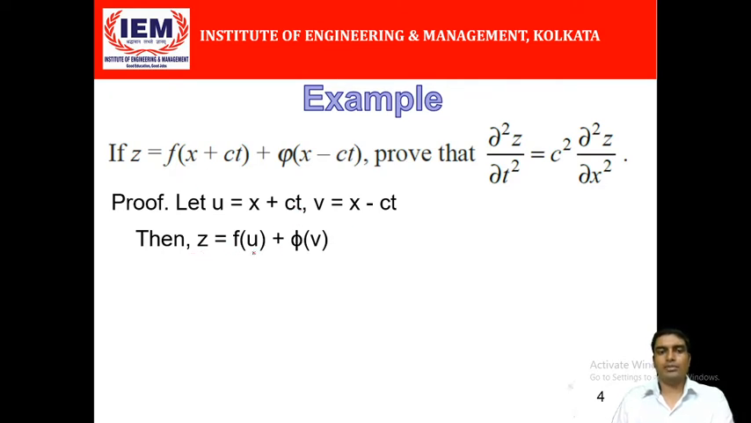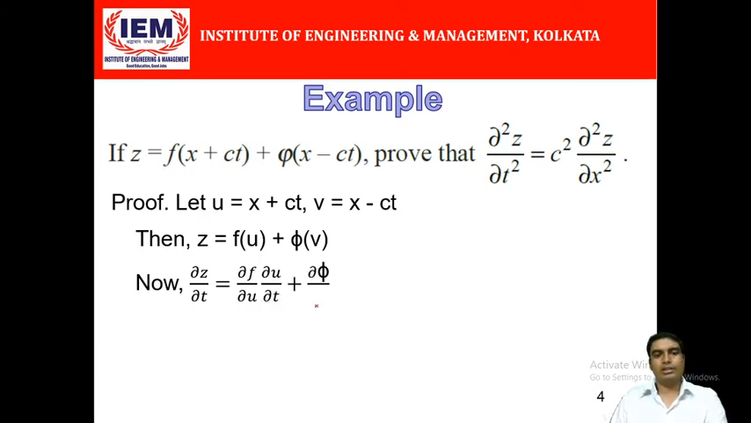So z is a function of u and v, and u and v are also functions: u is a function of x plus ct, and v is a function of x minus ct. Now I have to show that this relation holds, del 2z del t square equals c square del 2z del x square. So here I'll first find del z del t. By using the chain rule, it will be del f del u into del u del t, similarly del phi del v into del v del t, right?